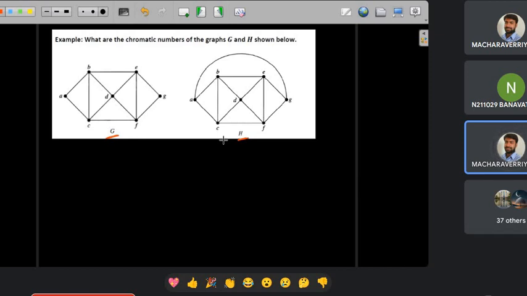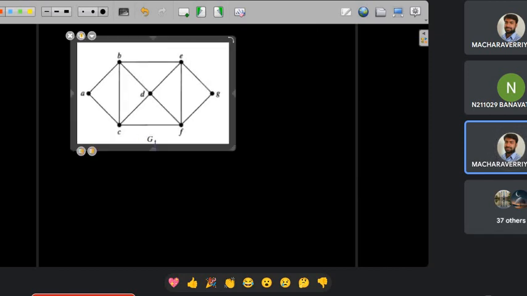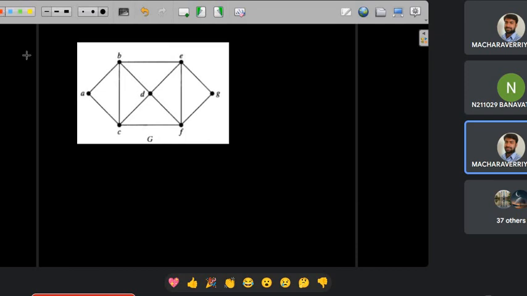Alright, now let me try to do it. You can see this ABC, a triangle here. ABC are mutually adjacent to each other. Therefore, what we can say is 3 different colors are required. The minimum number is 3. So I'm taking 3 colors. I don't know whether you can see or not: red is 1, blue and green.